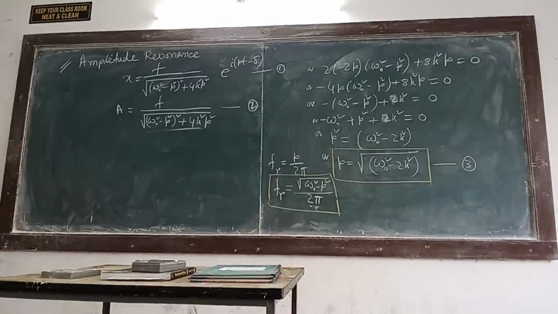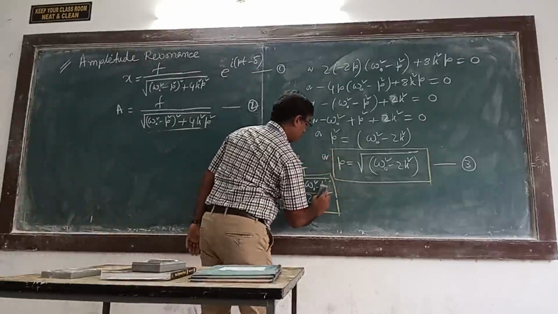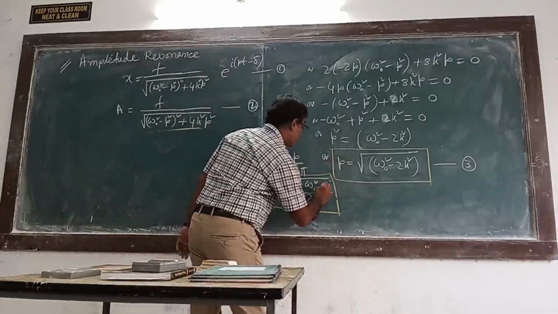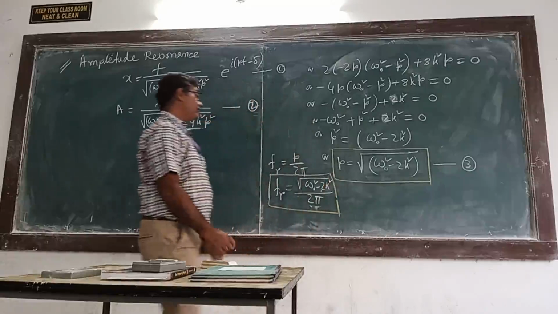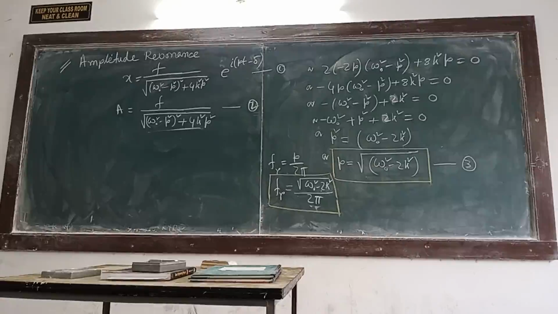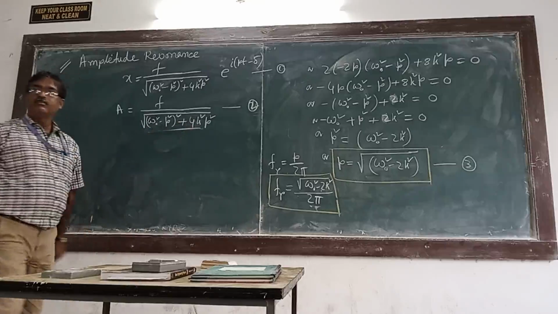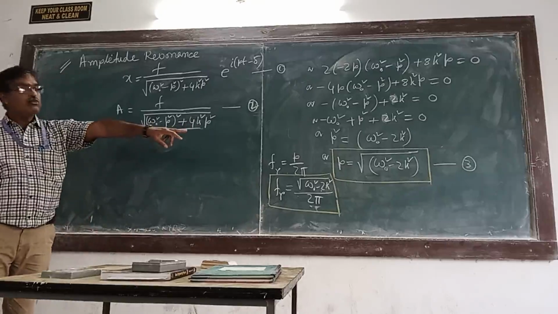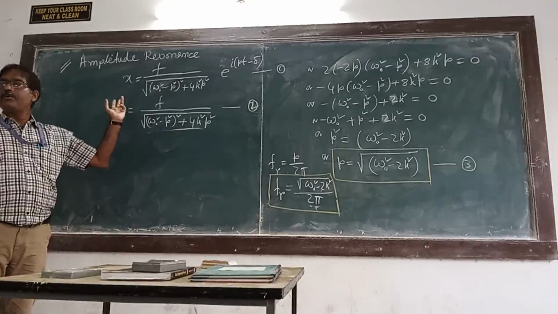Omega naught square minus 2k square. So this is the resonant frequency. So what is the maximum amplitude? How will we get the maximum amplitude, A max? If we put the value of P here, then A will be maximum at that point.